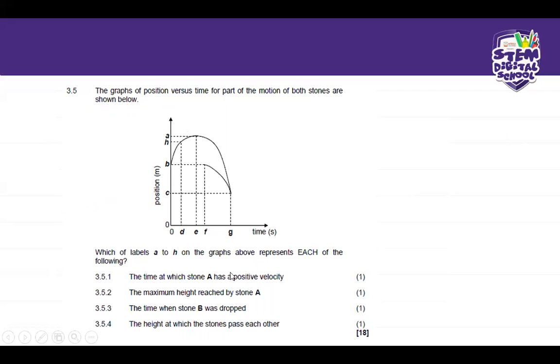And then the height at which the stones pass each other is going to be at point C.